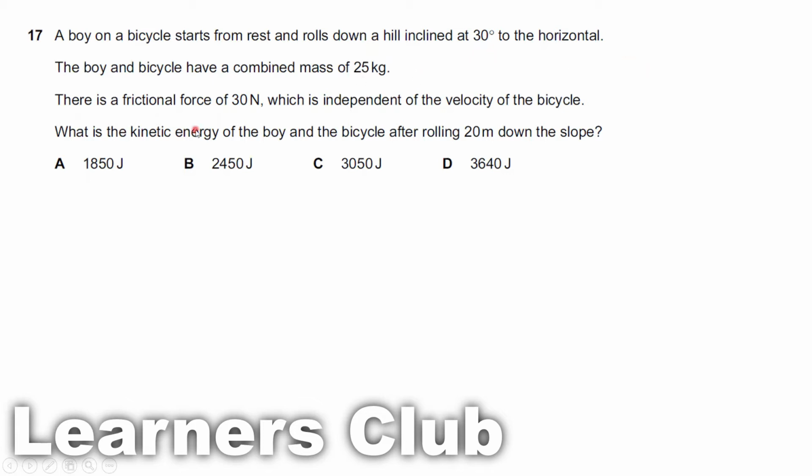the horizontal. The boy and bicycle have a combined mass of 25 kg. There is a frictional force of 30 Newton which is independent of the velocity of the bicycle. What is the kinetic energy of the boy and the bicycle after rolling 20 meters down the slope?